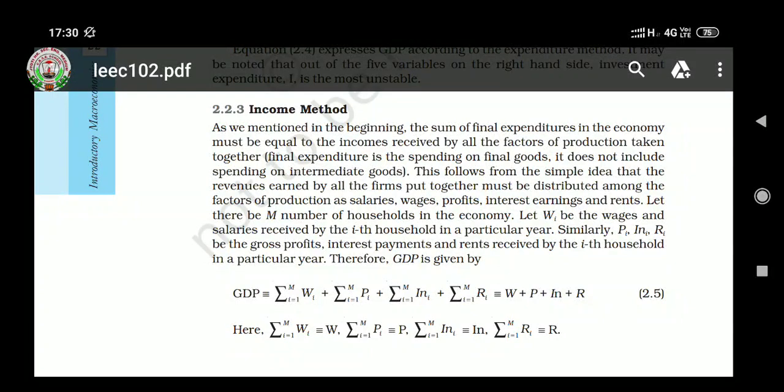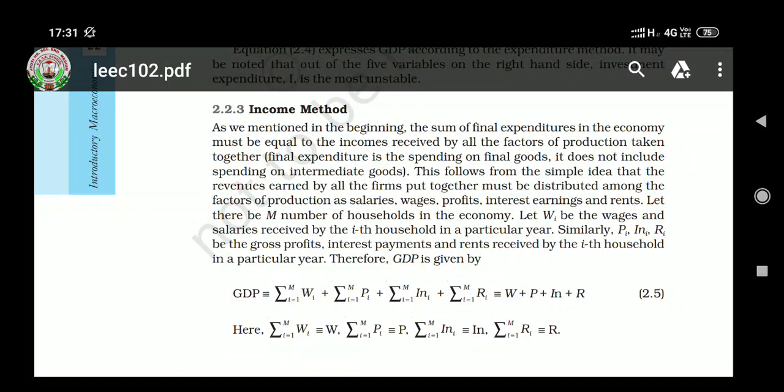Today we will learn the third and last method of calculation of national income, that is the income method. As we mentioned in the beginning, the sum total of final expenditures in the economy must be equal to the incomes received by all the factors of production taken together. Final expenditure is the spending on final goods. It does not include spending on intermediate goods.